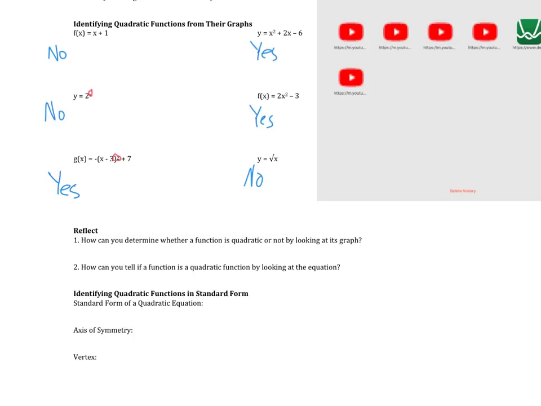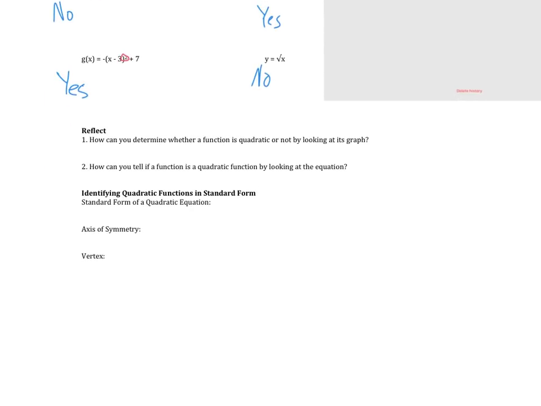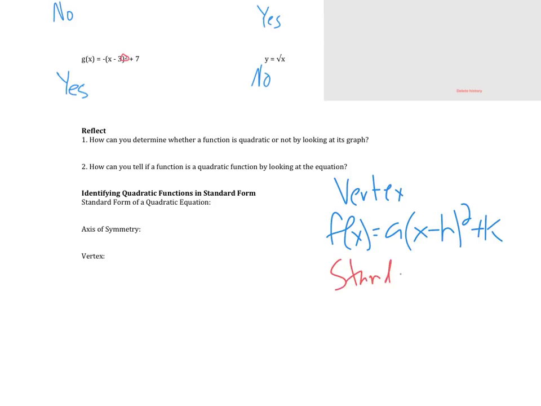All right, so now we're going to move into identifying quadratic functions in standard form. So we've talked about vertex form, which, a quick reminder, was f of x, could be y of x, or just y, a times (x minus h) squared plus k. Now standard form, as opposed to that, is f of x or y, I'll write it with a y this time, ax squared plus bx plus c.